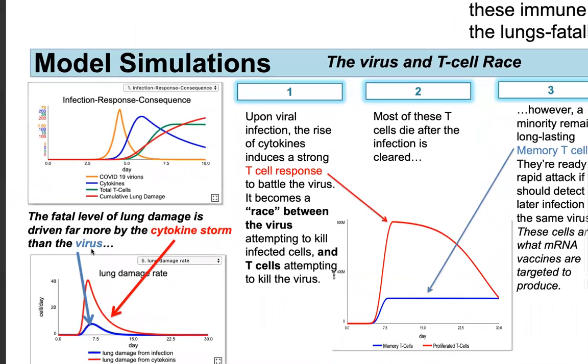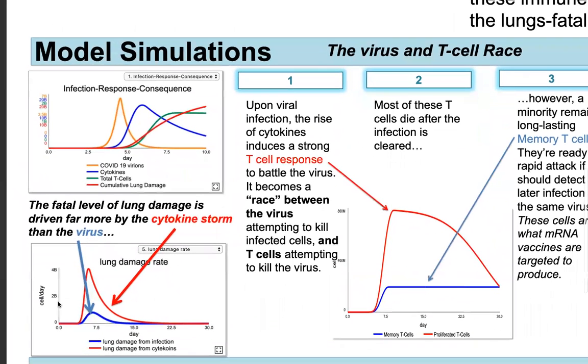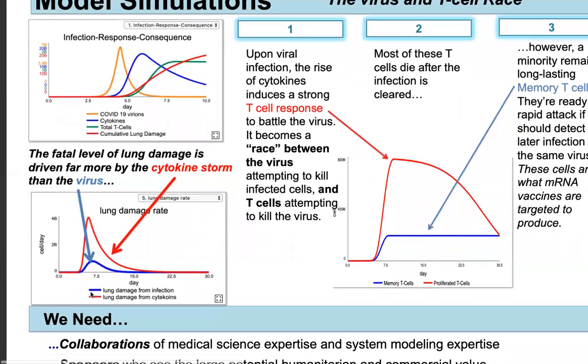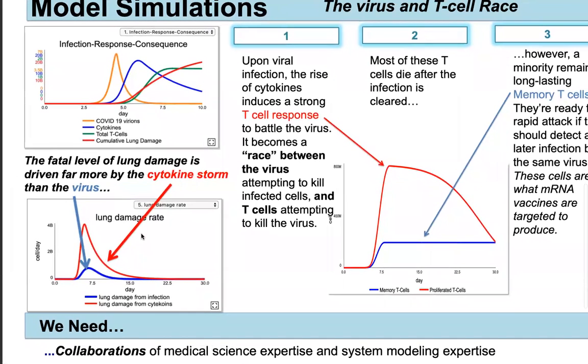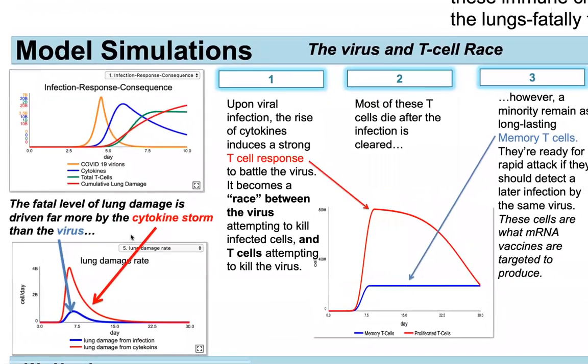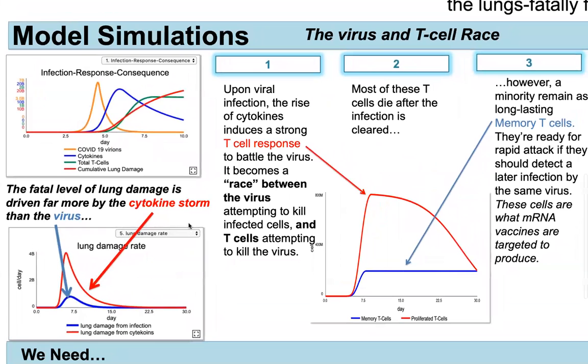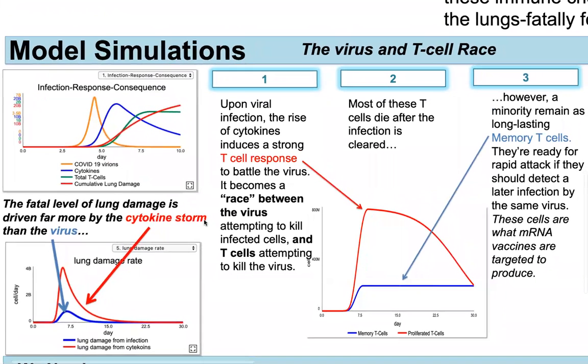Below is a plot that shows how the lung damage is driven far more by the cytokine storm rather than the virus, as we can see in this blue curve showing the virus and this high curve that shows the cytokine storm.